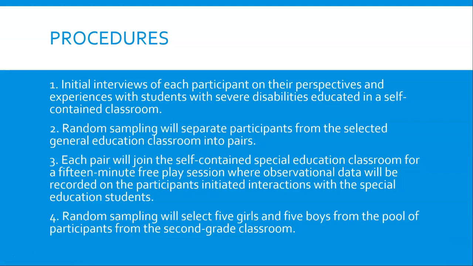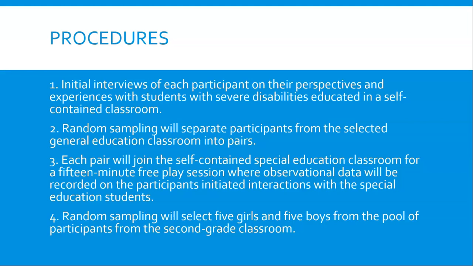First, initial interviews of each participant on their perspectives and experiences with students with severe disabilities educated in a self-contained classroom will take place. Next, random sampling will separate participants from the selected general education classroom into pairs. Each pair will then join the self-contained classroom for a 15-minute free play session where observational data will be recorded on the participants' initiated interactions with the special education students.